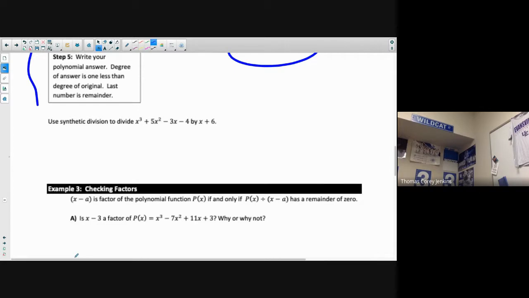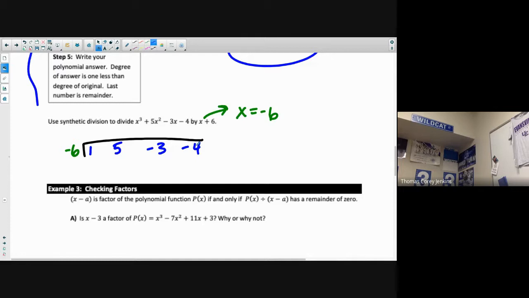All right, so let me do one more. So if I'm dividing by x plus 6 and using synthetic division, then I want to actually divide by the 0, which is x equals -6. And now we're ready to go. So -6 divided into 1x cubed plus 5x squared minus 3x and minus 4.